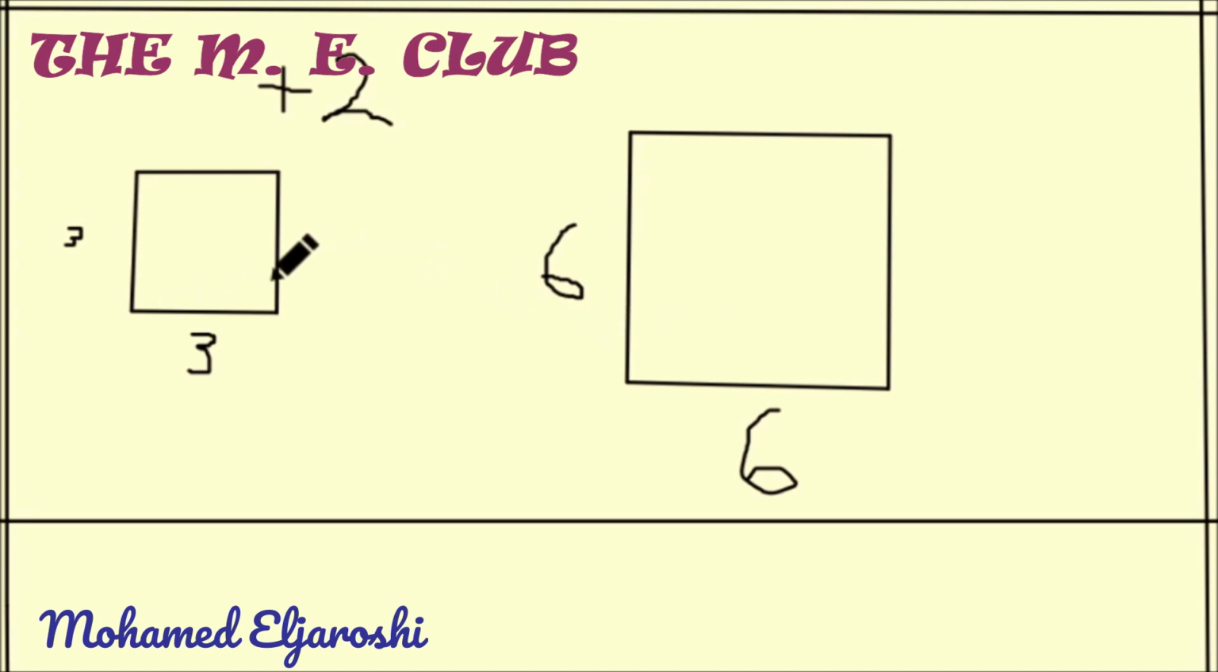For example, let's talk about the perimeter first. The perimeter of this shape is 12.